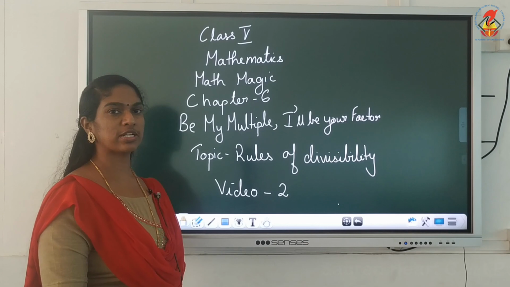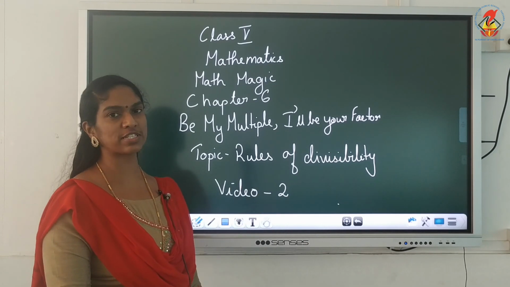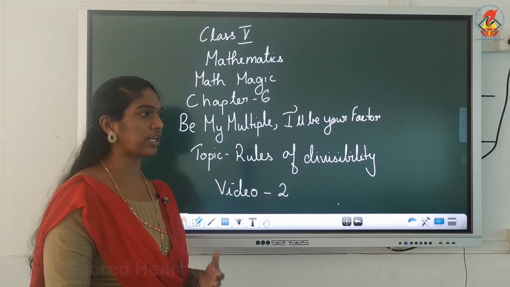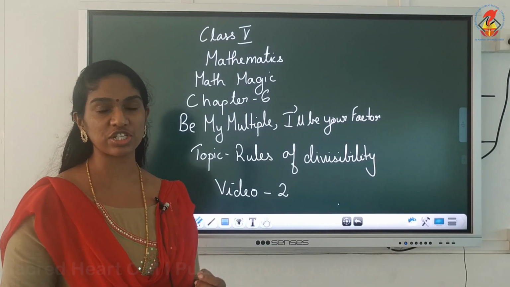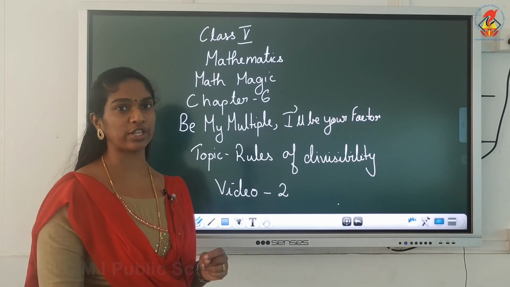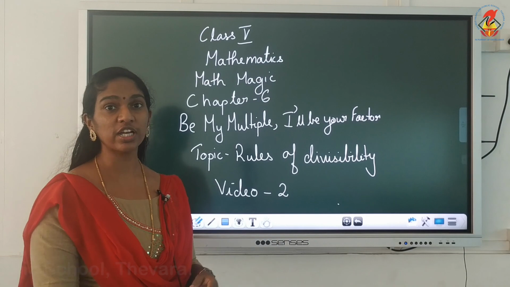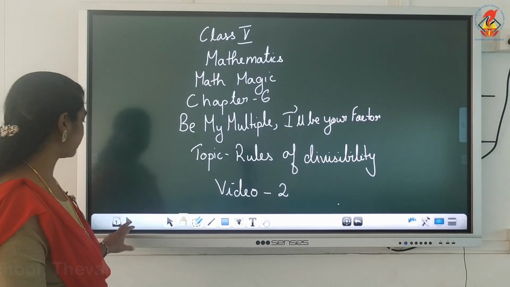In this video we will be discussing the topic, the rules of divisibility. Rules of divisibility means we will be learning how numbers are divisible by a particular digit. There are certain rules for that. Once you are thorough with the rules, then it is easy for you to find out the factors.